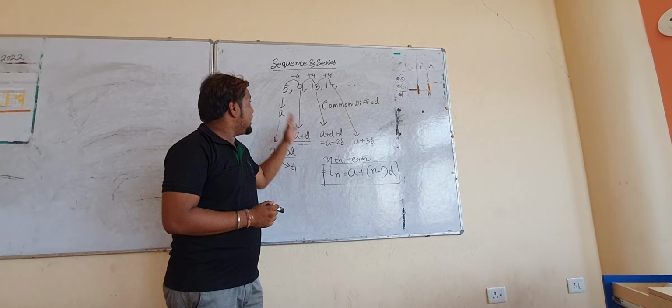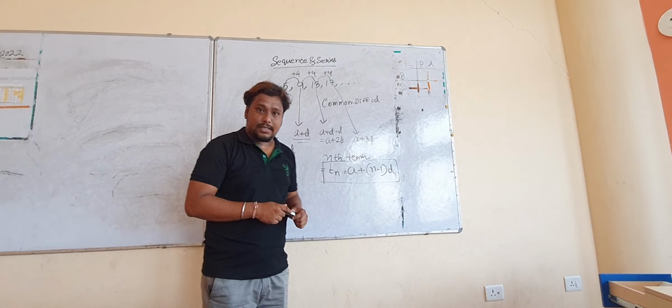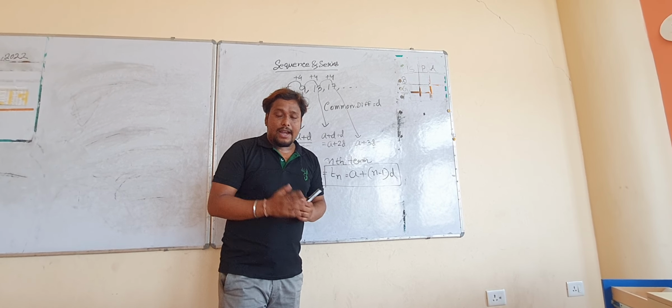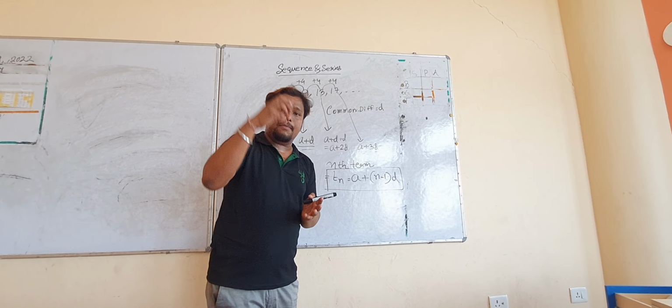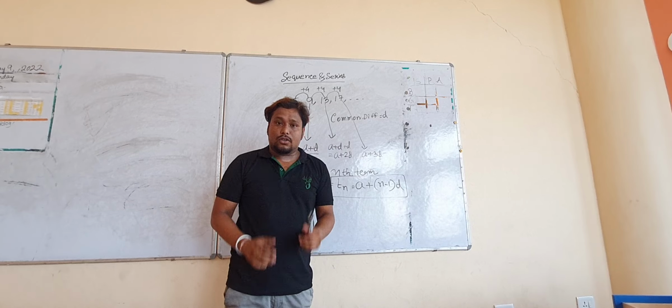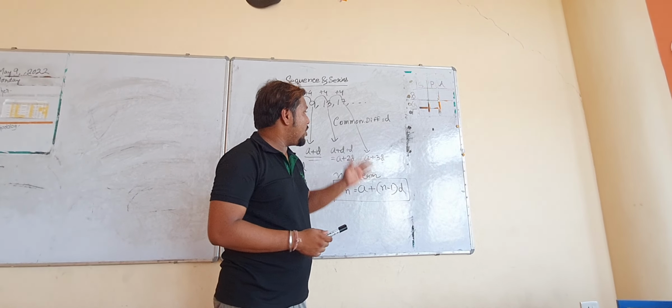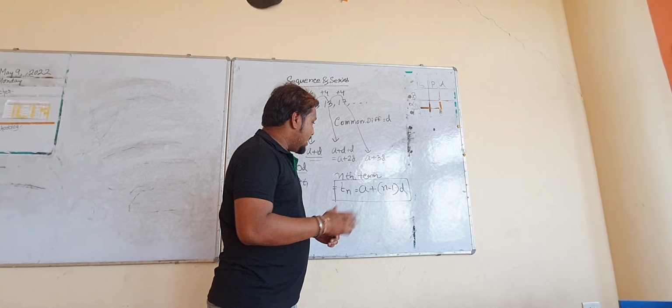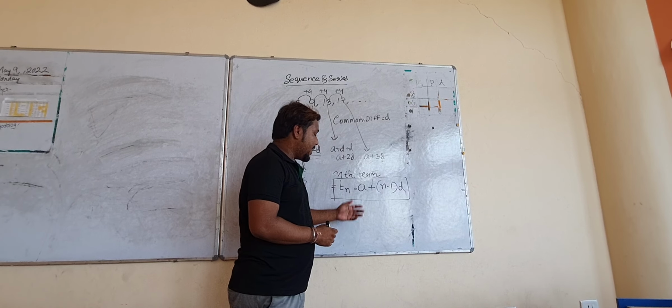So as we can see, this is called an AP series, arithmetic progression, where we are adding a particular number to make the new term. So this is called arithmetic series or arithmetic progression. Have you understood, children? Okay.